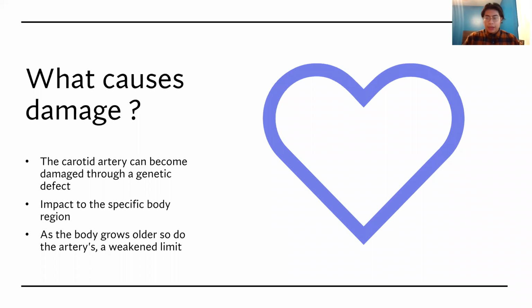Now, what type of damages cause the artery to erupt or rupture? These damages can come through a genetic defect, something that's not really in control. Through genetic defect, the artery could either already be weakened or have some sort of rupture, and this will then therefore need either repairment or replacement.